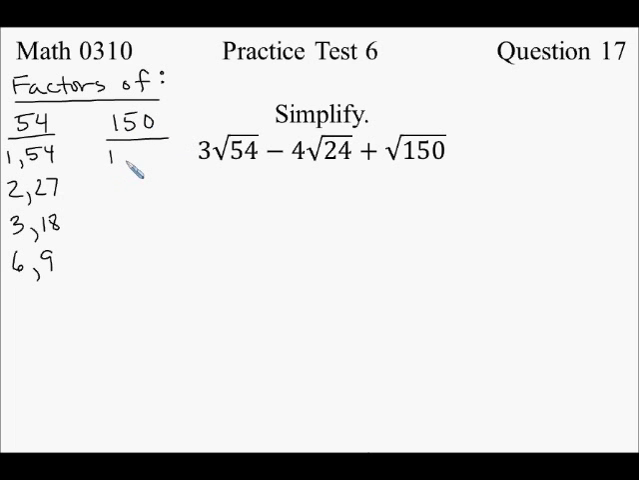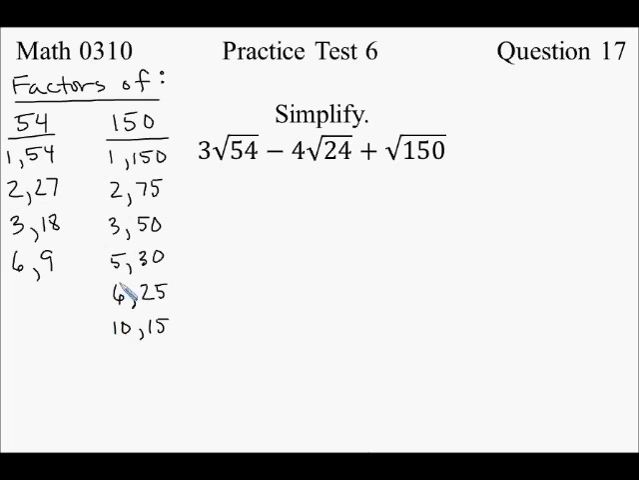Okay, so we know 1 times 150 would give us that. It ends in a 0, so we know it's divisible by 2. 2 times 75 would give us that. This is divisible by 3. 3 times 50 would give us 150. It's not divisible by 4. 5 does go in. 5 times 30 would give us that. 6 happens to go into that. 6 times 25. 7 does not. 8 does not. 9 also does not. 10 happens to go in, though. 10 goes in 15 times. Okay, and so now we have all the factors here of 150.